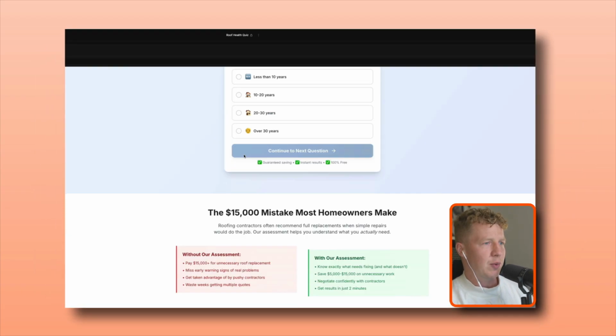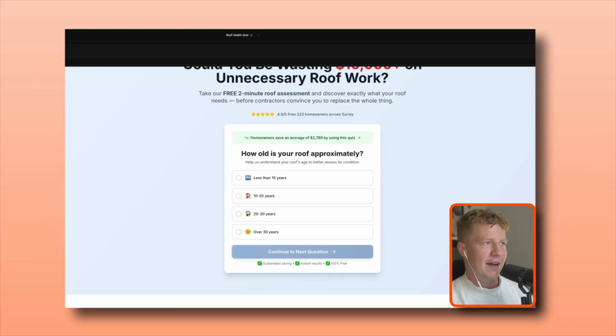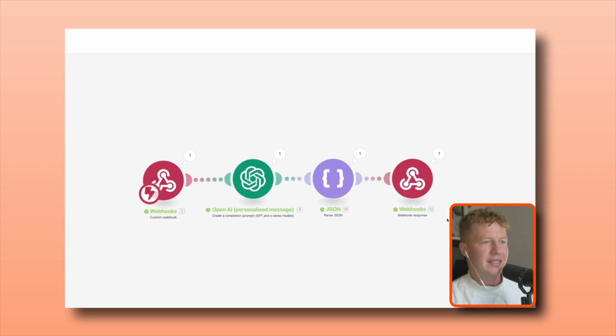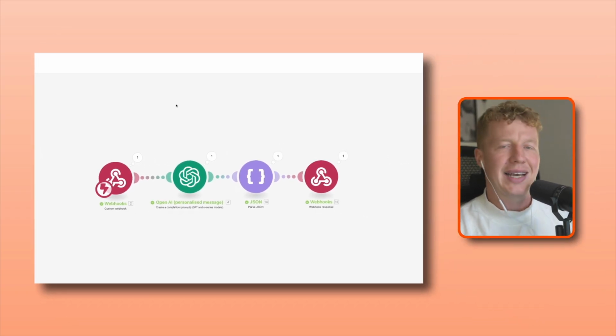So on the front end, we have this quiz, and on the back end, we have what's called a Make flow. And I'm going to show you that right now. And so as you can see, this is our Make flow. And for those of you who are unfamiliar with what Make is, it's essentially just an automations tool. So these two pink modules, we've got these webhook modules. And what a webhook does is it essentially sends data somewhere and then waits for that data and receives that data back.